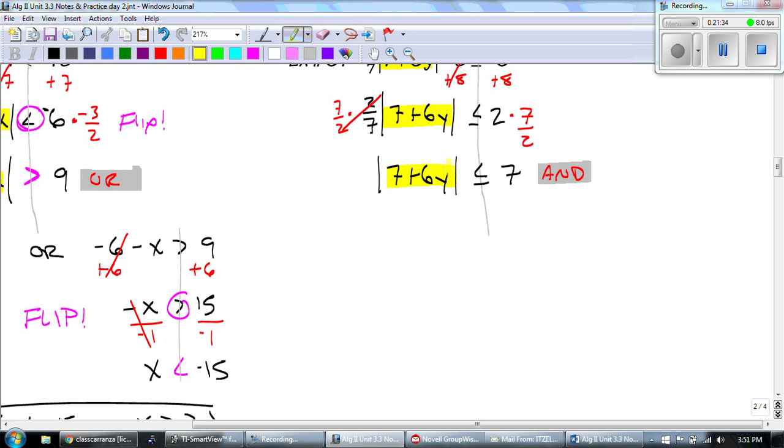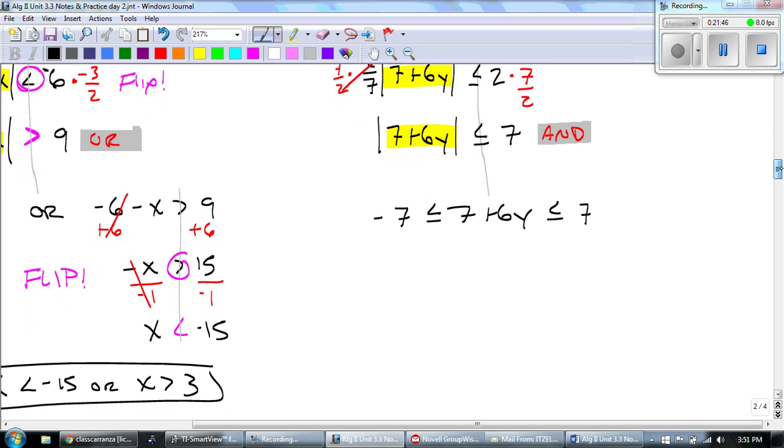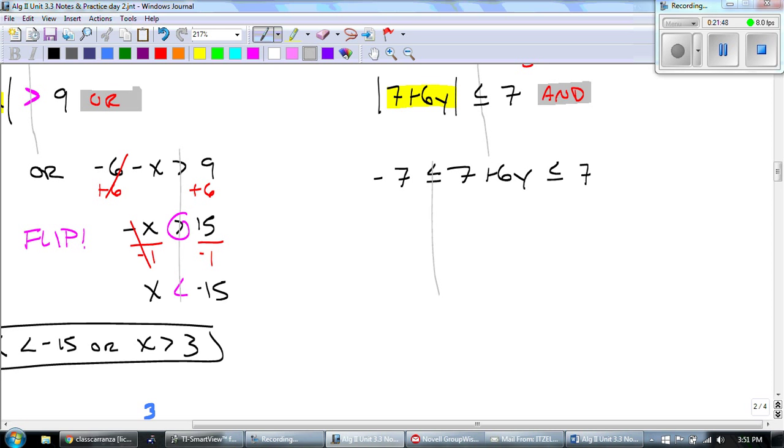Because the absolute value is by itself, I know that I can just write 7 plus 6y less than or equal to 7. I'm using the same symbol and putting a negative 7. And then we go through and solve. Okay? I have to subtract 7 to all 3 sides. Negative 7 minus 7 is negative 14. Less than or equal to 6y, less than or equal to 0.